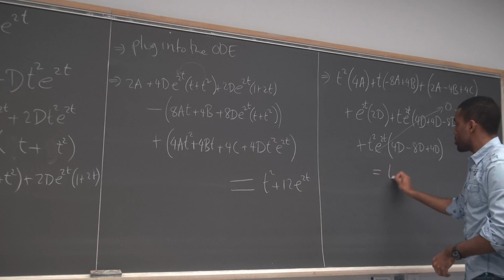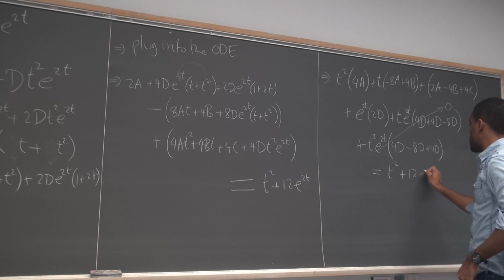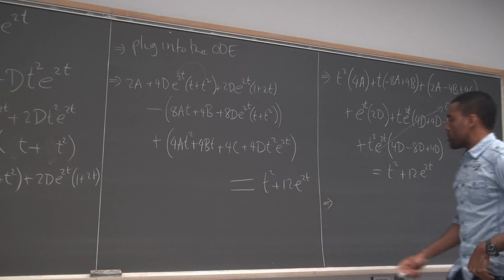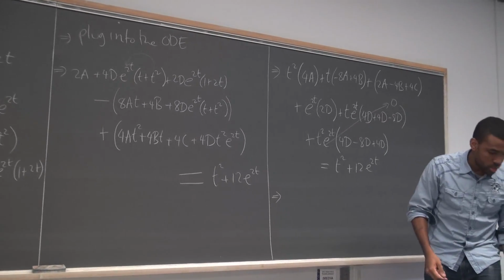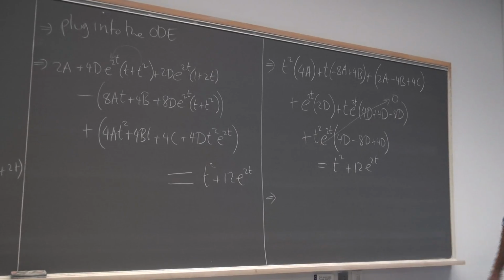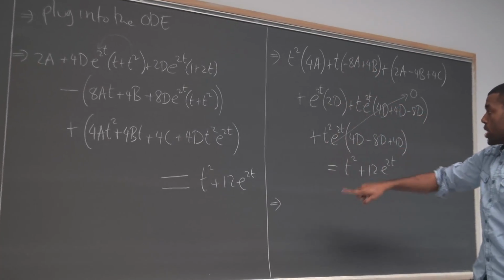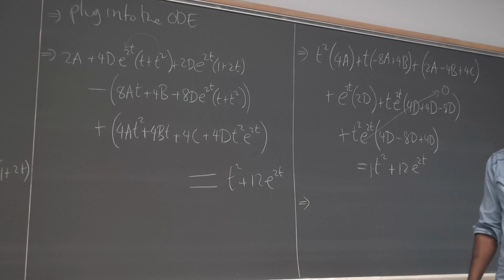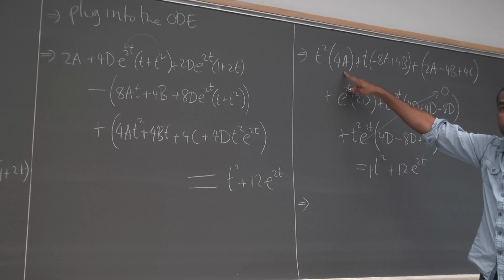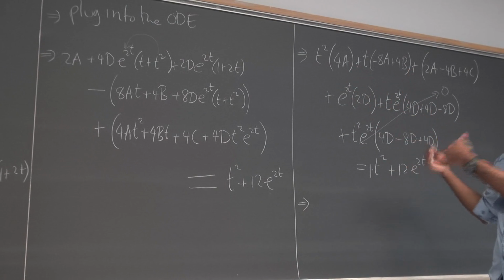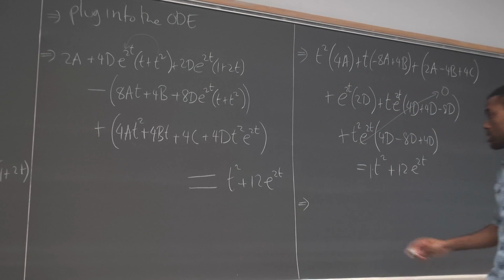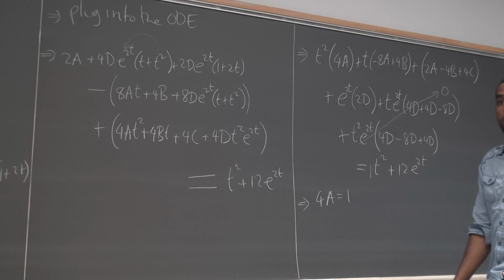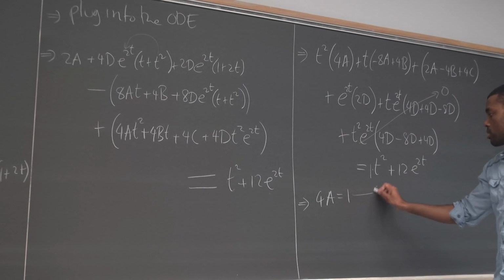Now, remember, this is equal to t squared plus 12e to the 2t. So what does that mean for us? Now we do this whole equating coefficients maneuver, something that you've seen before in Calc 2, of course. We match up both sides. I have 1t squared on this side, and over here I have 4at squared. In order for them to be equal, I have to have the same number of t squares on both sides. This implies that 4a must be equal to 1. That's the first equation.